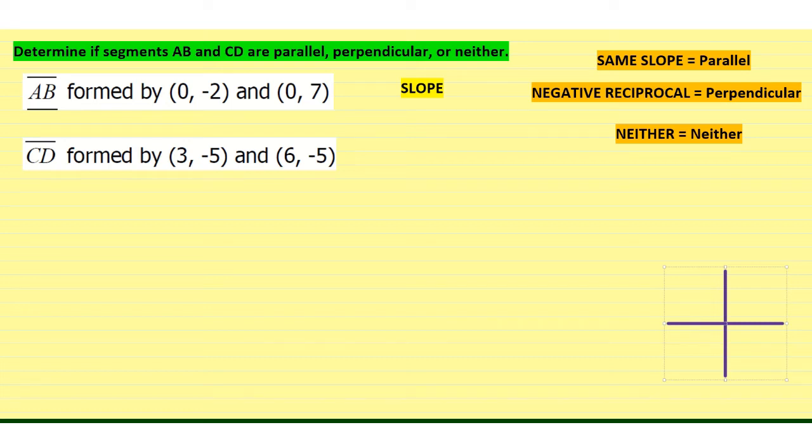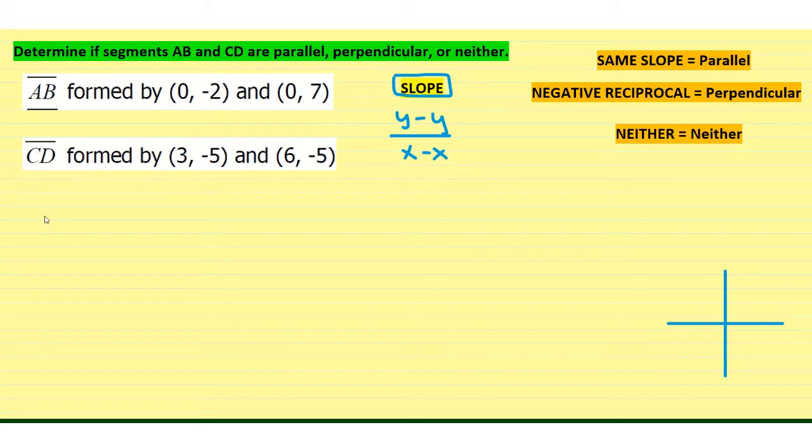Hello, this is Charlene. We are going to look at these two line segments and determine: are they parallel, are they perpendicular, or are they neither? The first thing we're going to do to figure this out is to find the slope for each of these line segments. If you remember correctly, the slope formula is the difference of the y's divided by the difference of the x's. You also might recognize that as rise over run.